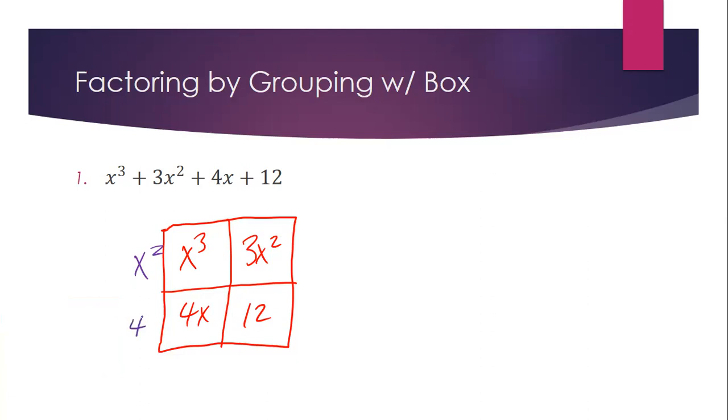What is the GCF of the first column? What is the GCF of the last column? 3. So therefore, your factors would be x squared plus 4 times x plus 3. That's your other option. So you can appreciate this.